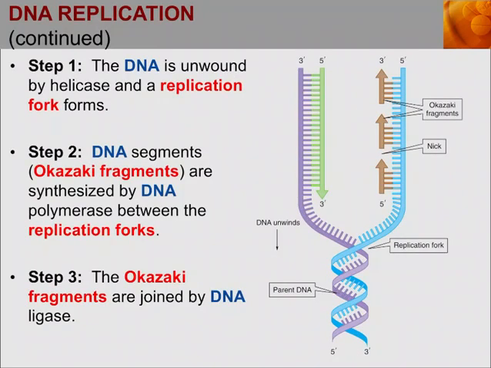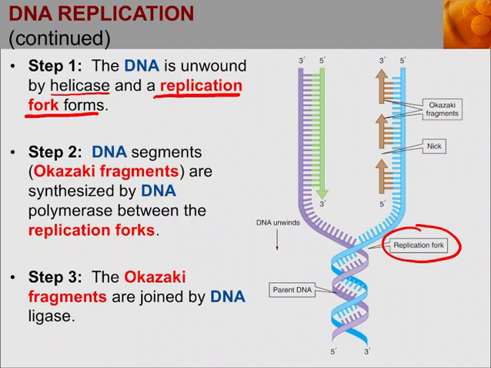Now, how does this actually work? Like, what gets the whole process started? So there's an enzyme called helicase, and that is going to open up the strands of DNA. So we say that a replication fork has formed. You can see that in our picture off to the right.